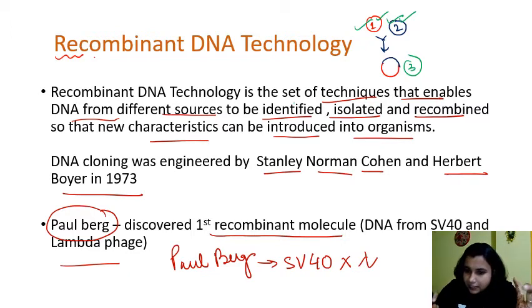Right? So what we have seen in this slide is recombinant DNA technology is basically a technique that enables DNA from different sources to be identified, isolated and recombined, so that new characteristics can be introduced into an organism. The DNA cloning was engineered by Stanley Norman Cohen and Herbert Boyer in 1973. The first recombinant molecule was produced by Paul Berg. He produced a recombinant DNA from simian virus 40 and lambda phages.